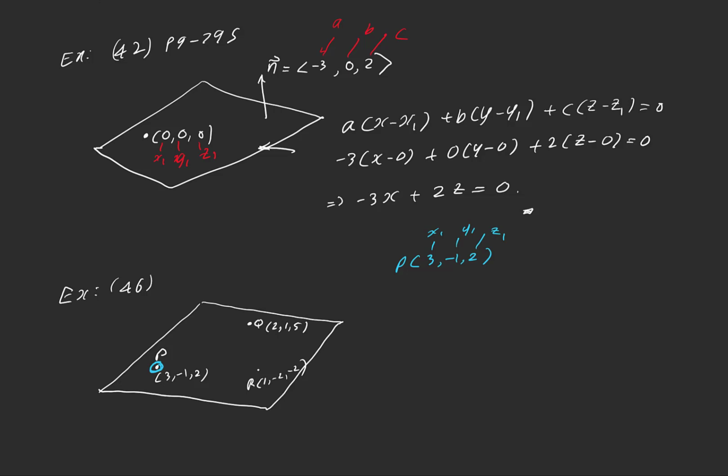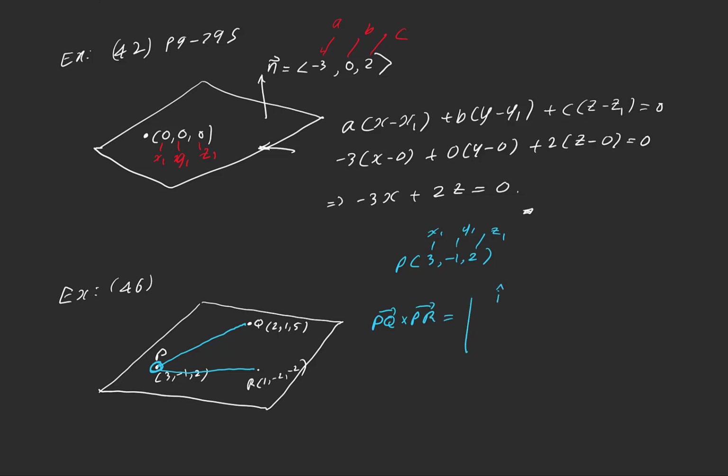How do we find the normal vector? Now you should know the cross product. If we can find 2 vectors on the plane and take their cross product, we can get the normal vector, right? So I use the PQ and PR vectors. You know how to find the PQ vector and PR vector, so I use the cross product.